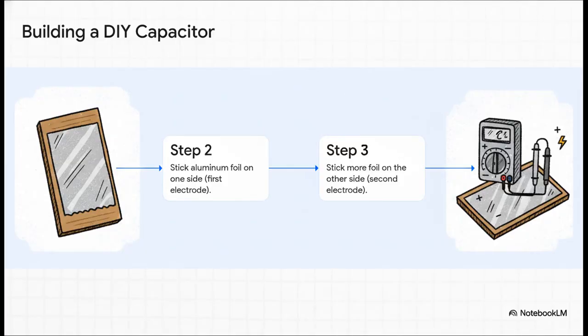And, to prove a capacitor is really just two conductive plates with an insulator sandwiched between them, you can build one yourself. All you need is a piece of cardboard for the insulator and some aluminum foil for the plates. Just stick a piece of foil on each side and that's it. You've made a capacitor. So the big question is, how good is it?